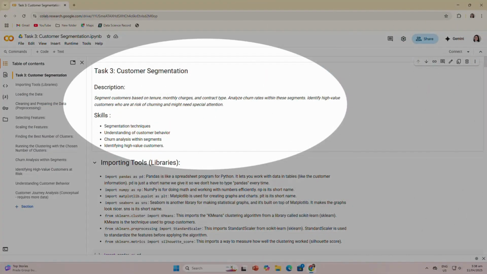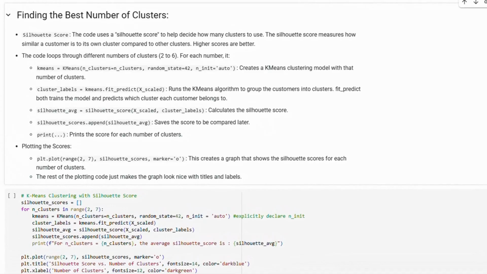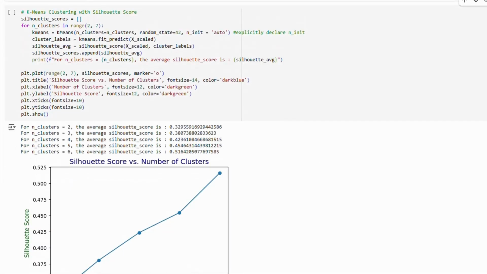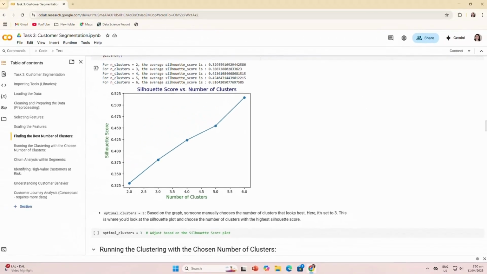Now, let's dive into Task 3, Customer Segmentation. I'll walk you through how to group customers meaningfully, uncover behavioral insights, and develop strategies to reduce churn and boost retention. Using k-means clustering, we explored how well the data segments with different cluster counts. The silhouette score peaked at 6 clusters, indicating the most well-defined segmentation. From there, we ran the model with the optimal number of clusters and assigned each customer accordingly. The data distribution was relatively balanced across the clusters, allowing for meaningful comparisons in churn and behavior.